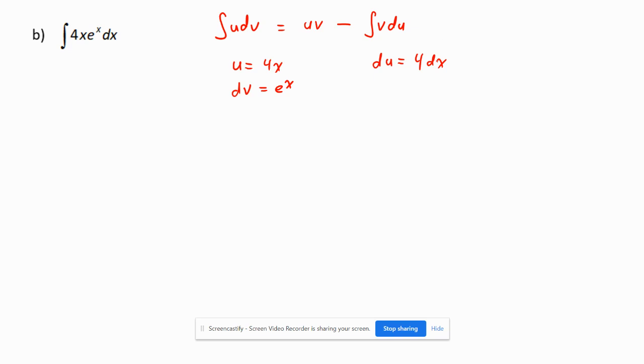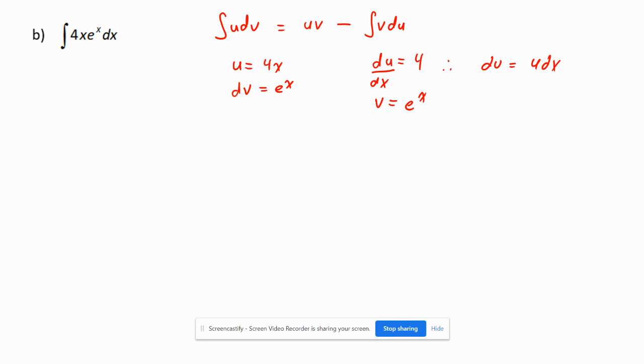And guys, the reason why there's 4 dx, let me just back up over here, because this is du dx equals 4, and that means du equals 4 dx, like this. And if dv equals e to the x, that means v equals e to the x. The derivative of e to the x is e to the x, therefore the antiderivative of e to the x is e to the x.